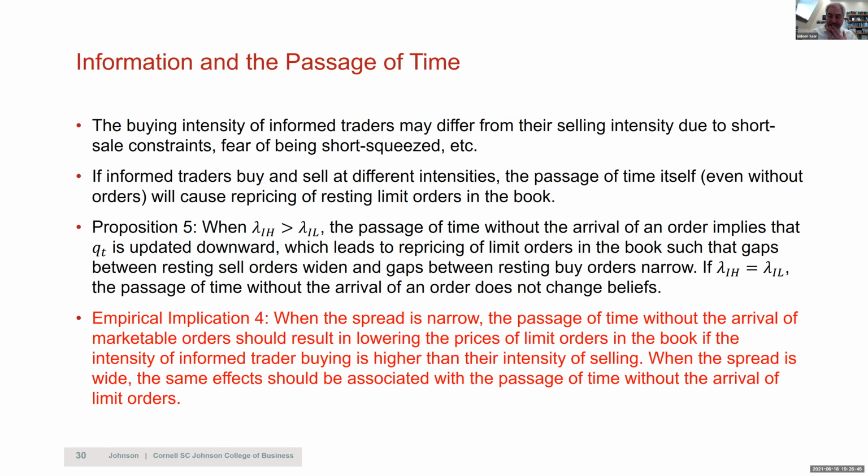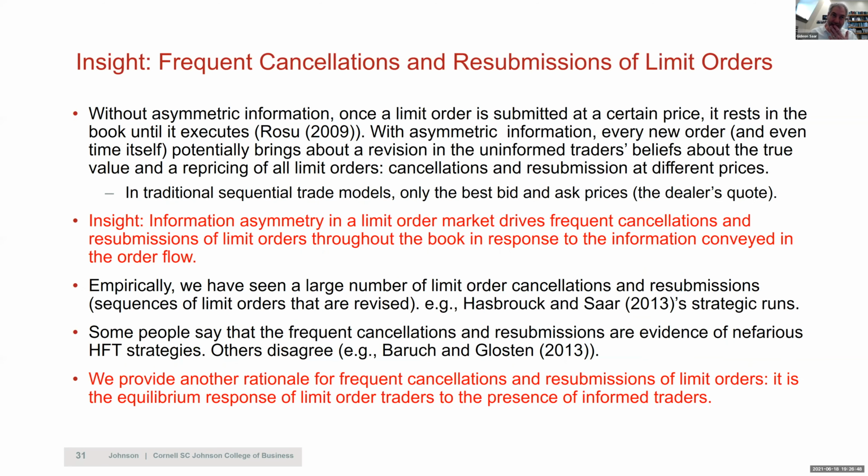Now, going back to Nishi's question. In a limit order market without asymmetric information, really all our models say, well, a limit order is there and it's waiting for execution. When it's executed, it's executed; otherwise it's waiting. In Glosten-Milgrom, Kyle, or O'Hara, there are changes with order flow, but only in the best bid and ask prices. Here in the model, every time there's an update, limit orders get canceled and repriced. And so one insight is that information asymmetry in a limit order market drives frequent cancellation and resubmission throughout the book in response to the information conveyed in the order flow.